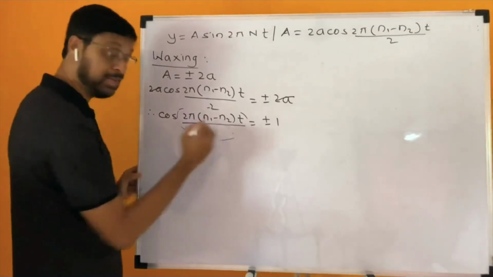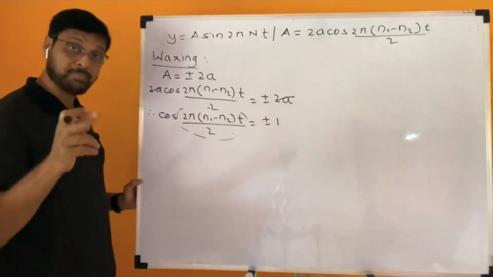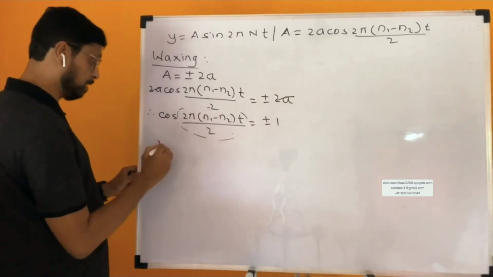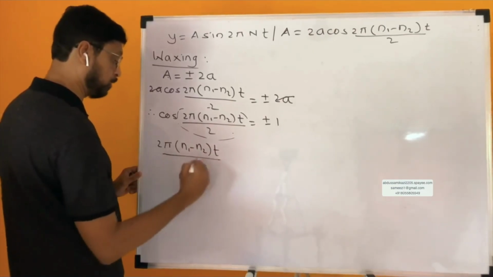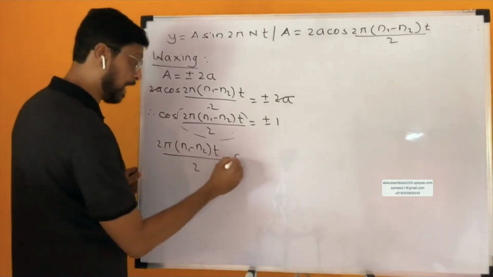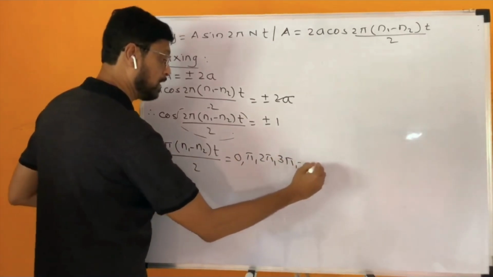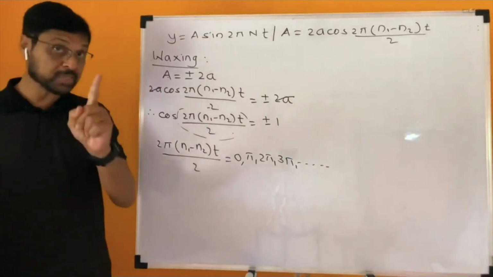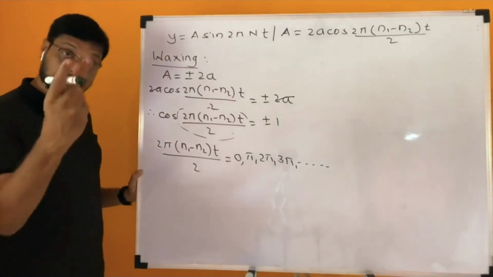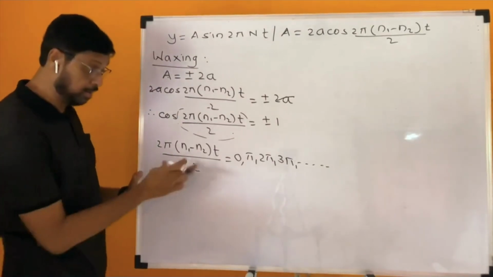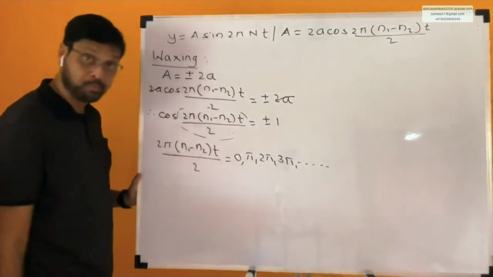Means this angle 2 pi (n1 minus n2) t by 2 is either 0 or pi or 2 pi or 3 pi onwards. Means first waxing will occur when this angle is equal to 0. Second waxing, second maxima, will occur when this angle is equal to pi. Third waxing will occur when this angle is equal to 2 pi, and so on.